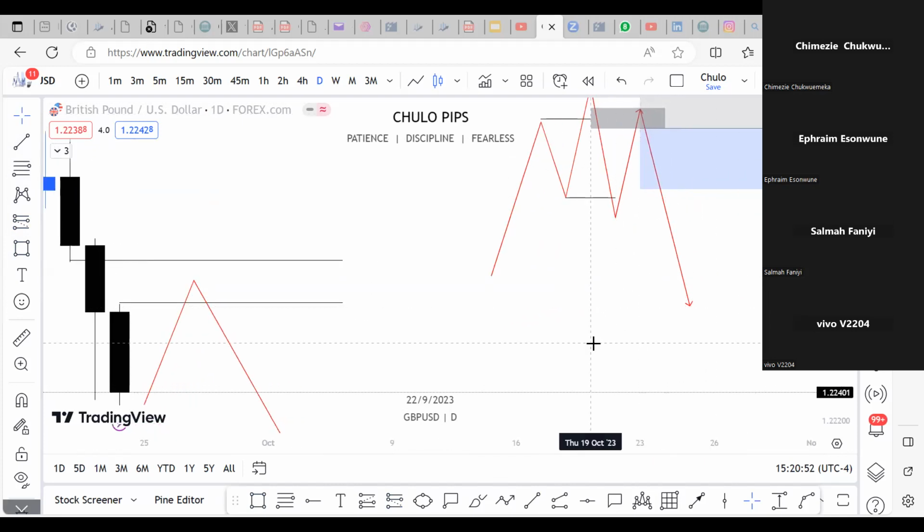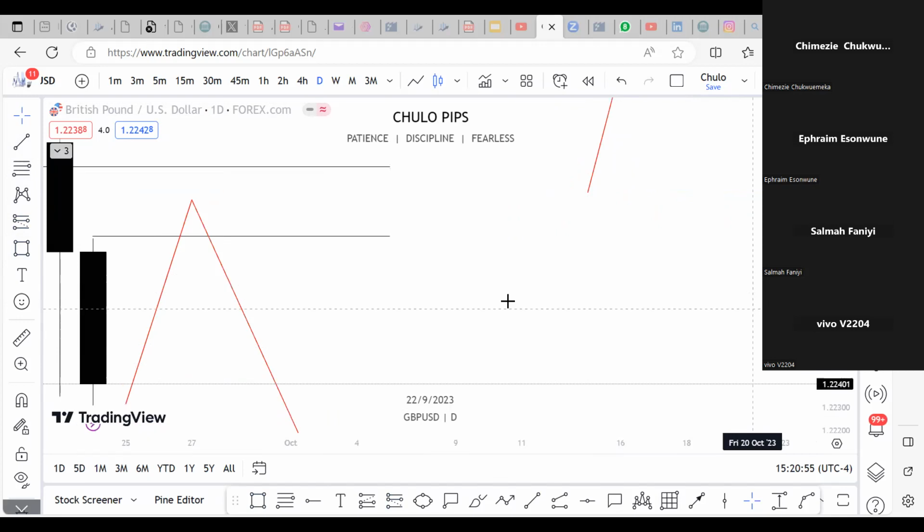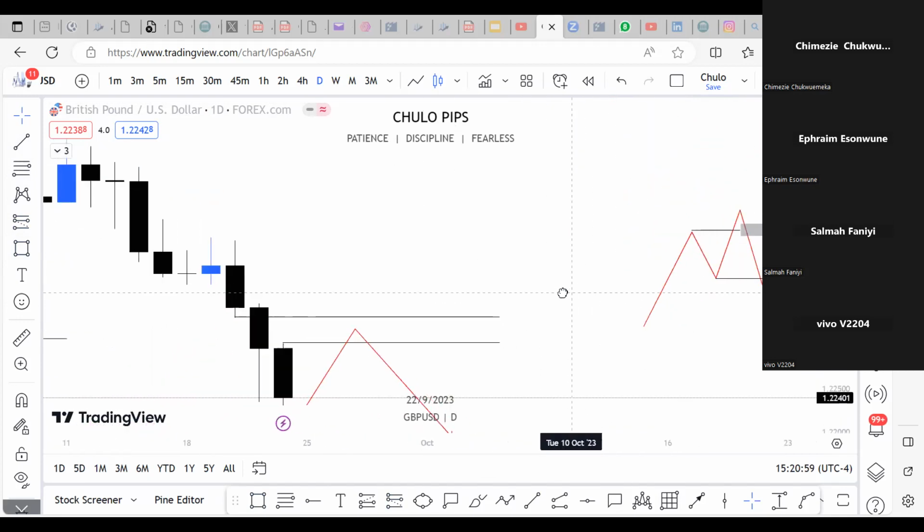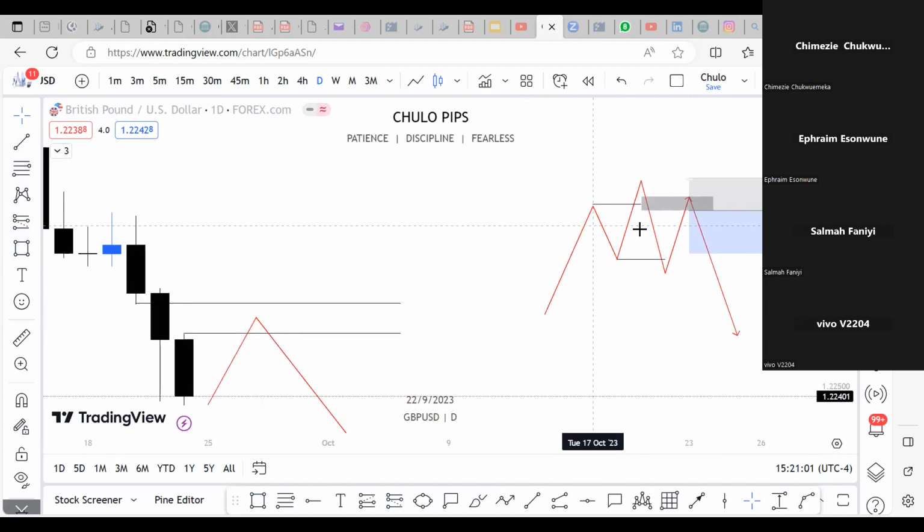So these are the things I'm looking out for before I short any pair or I long any pair. I like to see this thing happen on 5 minutes. So whenever price is at my higher time frame POI, I go down to 5 minutes. My 5 minutes is my entry time frame.